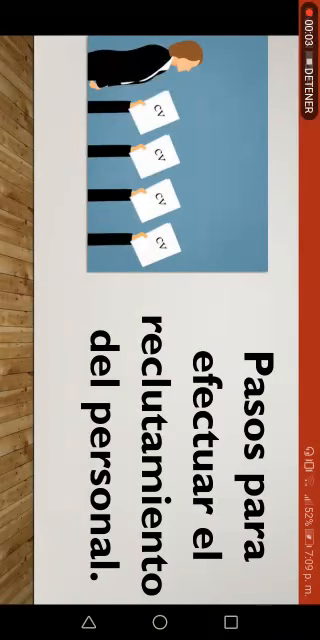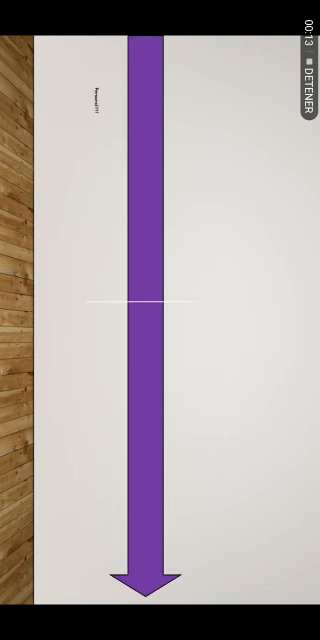Let's start by talking about the steps to recruitment. To better understand this, we will define recruitment. Recruitment can be defined as a process used for the purpose of attracting personnel to an organization, for which a series of steps are followed.